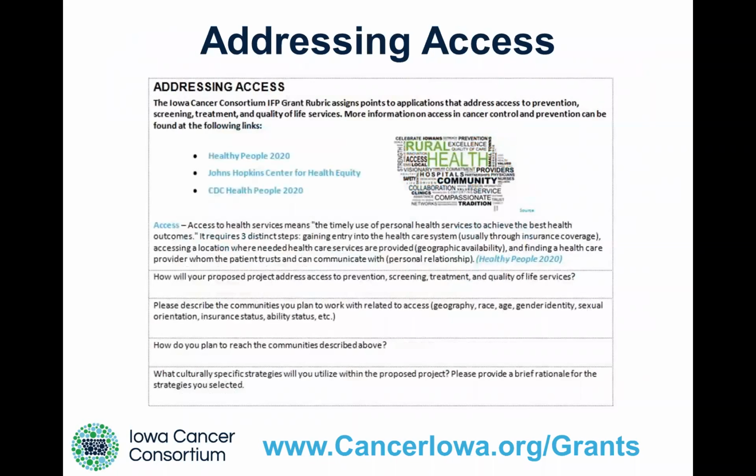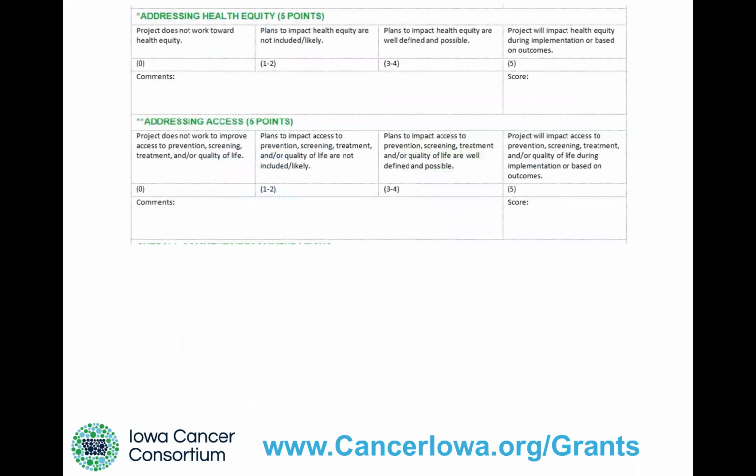And our second new priority is addressing access within Iowa. We do have a couple resources listed here as well, along with a definition for access. And we do have the same questions listed under access, and we do offer additional points for addressing access to prevention, screening, treatment, and quality of life services within Iowa. So that's a broad topic. Don't hesitate to reach out to me with questions, because this is quite a broad topic that we do offer priority for. And here again is the example of the rubric, the scoring for addressing health equity and access in your application.